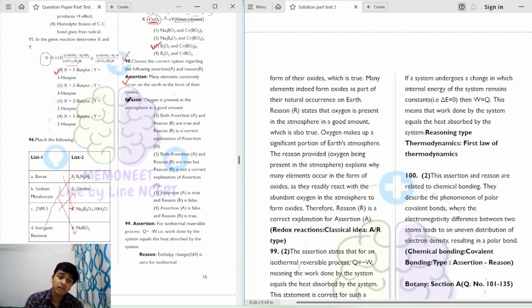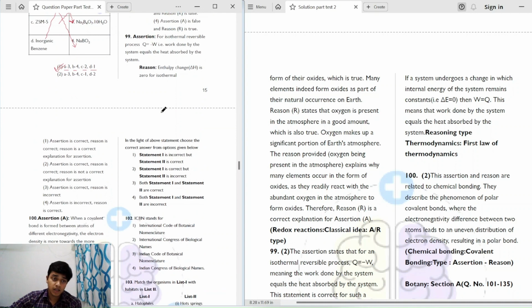In the reasoning statement, we have oxygen is present in the atmosphere in a good amount. So as we discussed, this is the correct statement, and it will also be the explanation to this. So we can say that option 1 will be correct, that both assertion and reason are true, and the reason is a correct explanation of the assertion.